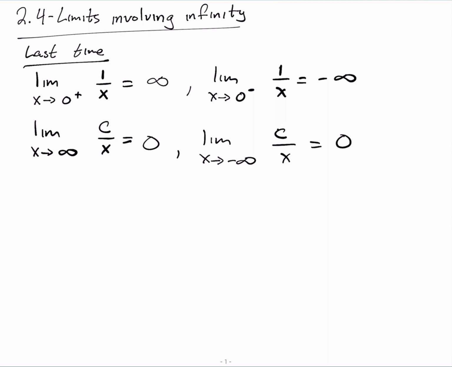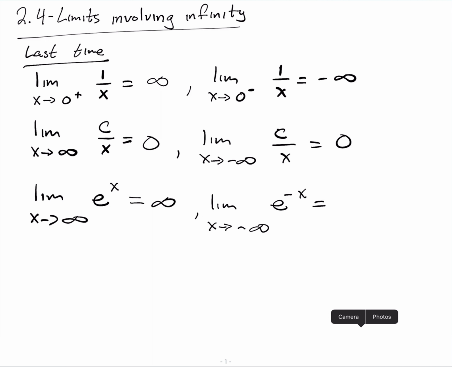Okay, and then another one that we talked about that was important. Let's say you have e to the x. What's going on there? What's the limit as x goes to infinity of e to the x? Positive infinity, right? You have e, which is some number, 2.7-ish, and you're raising it to bigger and bigger numbers, so that's going to get bigger and bigger. So this is equal to infinity.